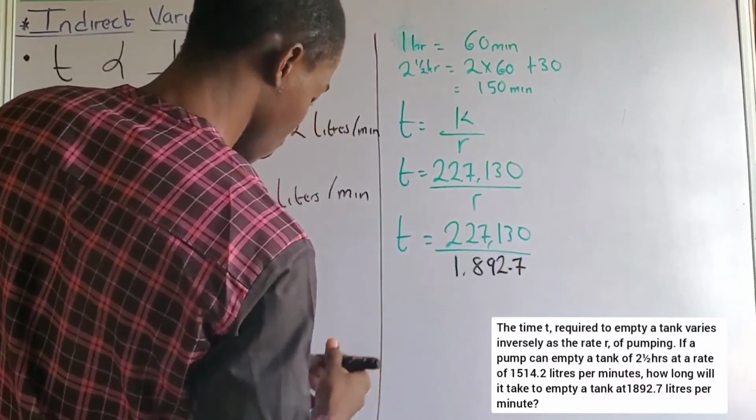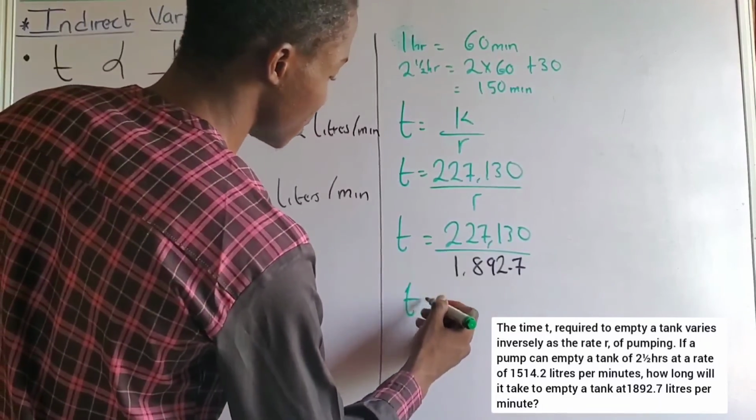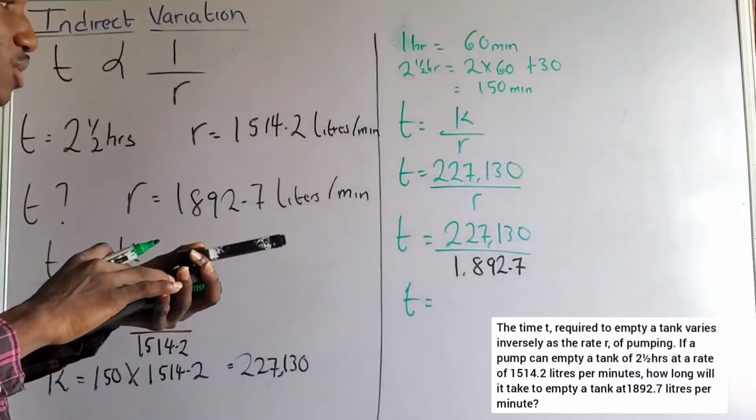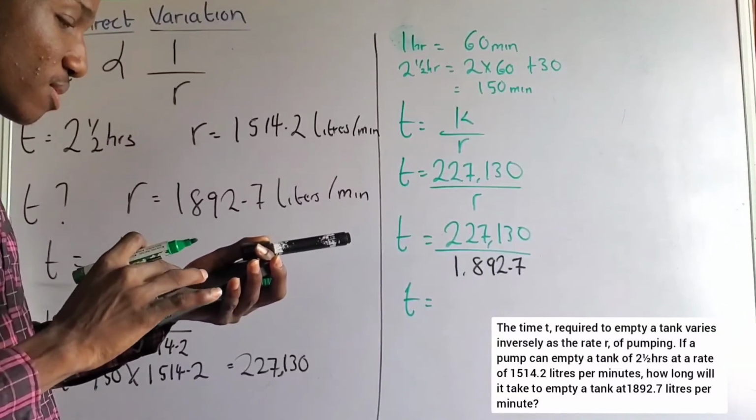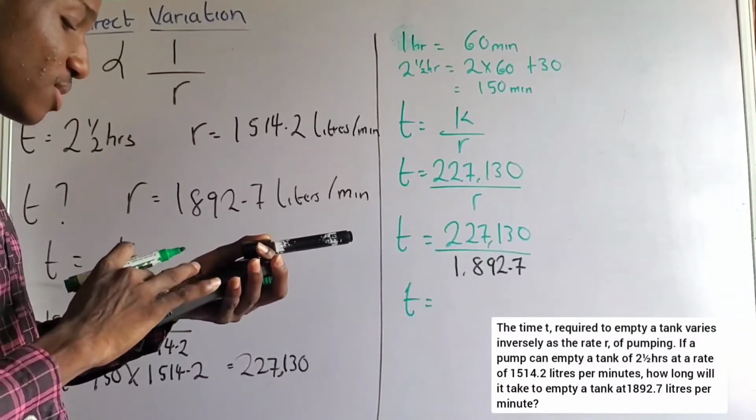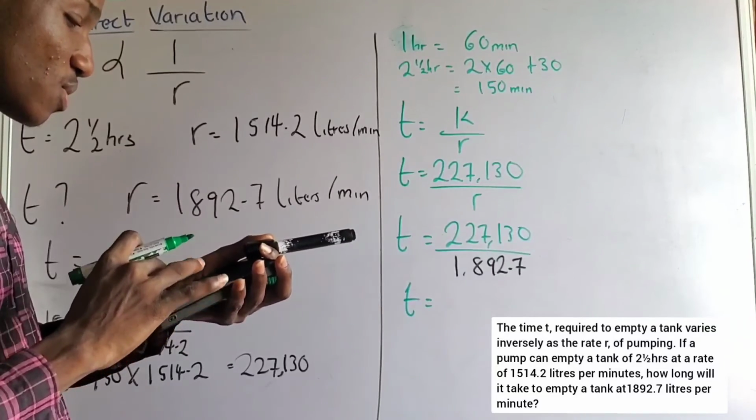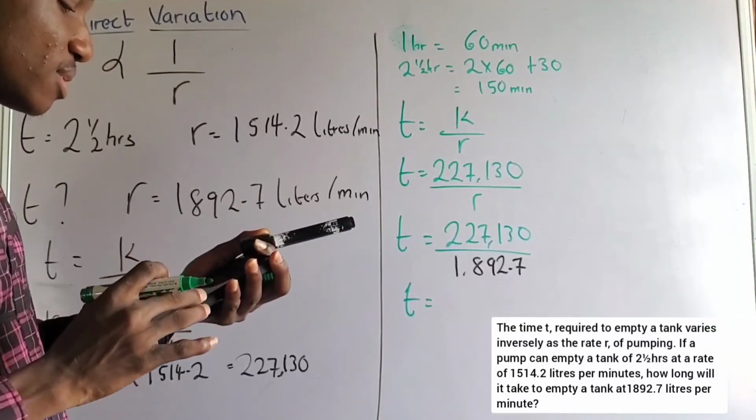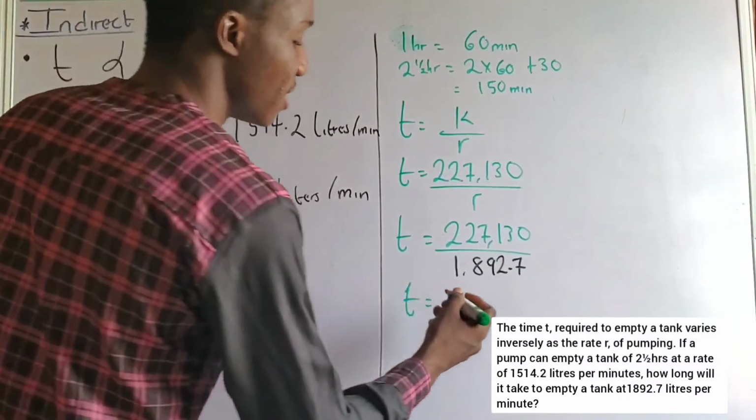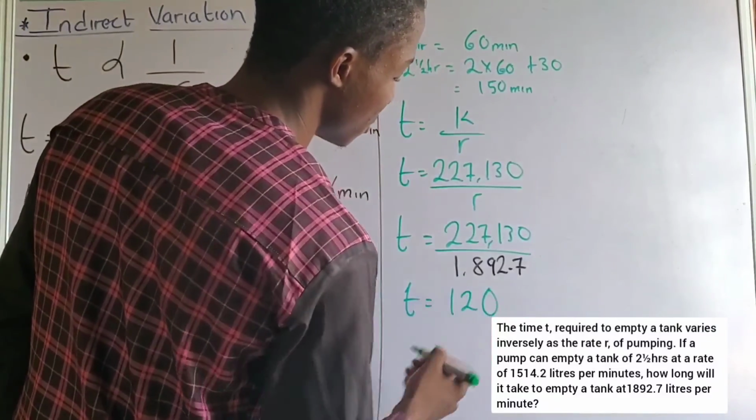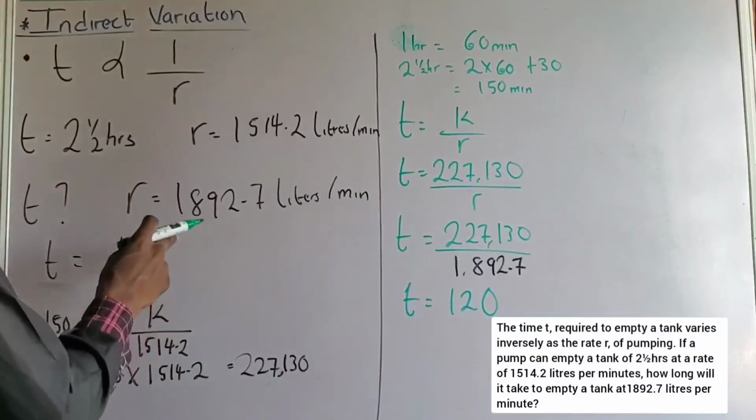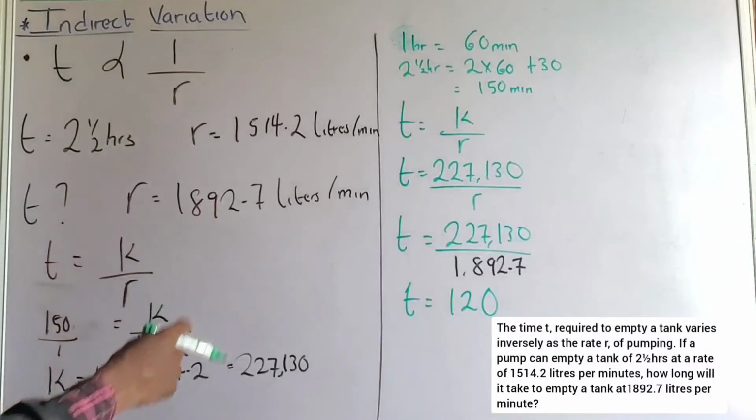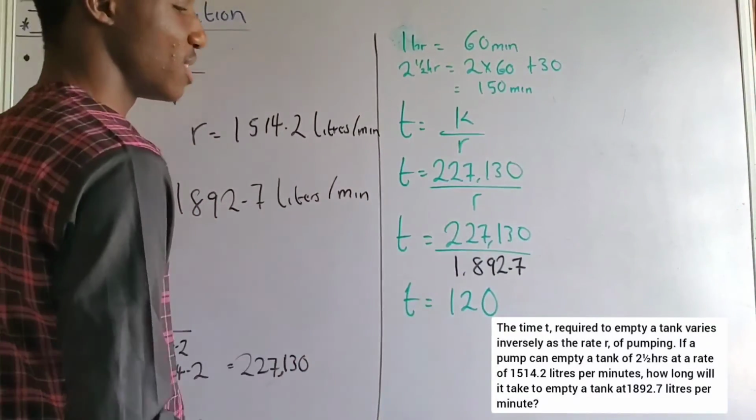1,892.7. Okay. So the time is equal to the volume divided by 1,892.7, that is 120. Okay, so 120. You can see now. So the time taken to empty a tank at 1,892.7 liters per minute is 120 minutes.